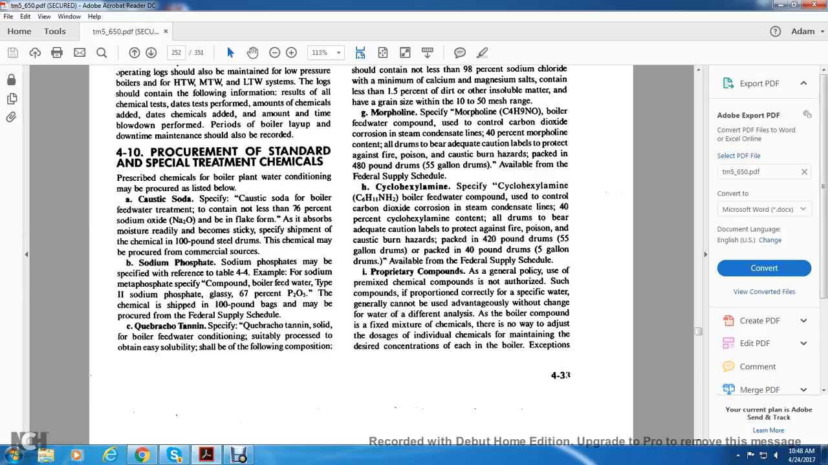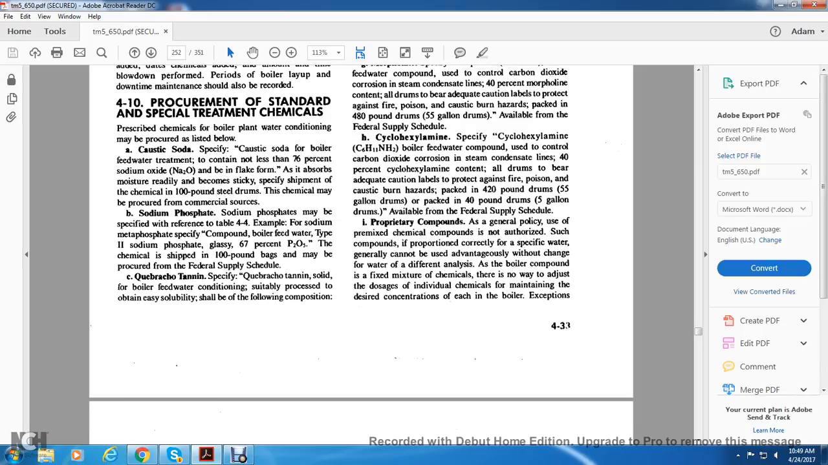Alright, cyclohexylamine. Specify cyclohexylamine, C6H11NH2, a boiler feed water compound used to control carbon dioxide corrosion in steam condensate lines. 40% cyclohexylamine content. All drums should carry an adequate caution label to protect against fire, poison, caustic burns, and hazards. Packed in 420-pound drums, 55-gallon drums, 40-pound drums, and 5-gallon drums, available from the Federal Supply Schedule.